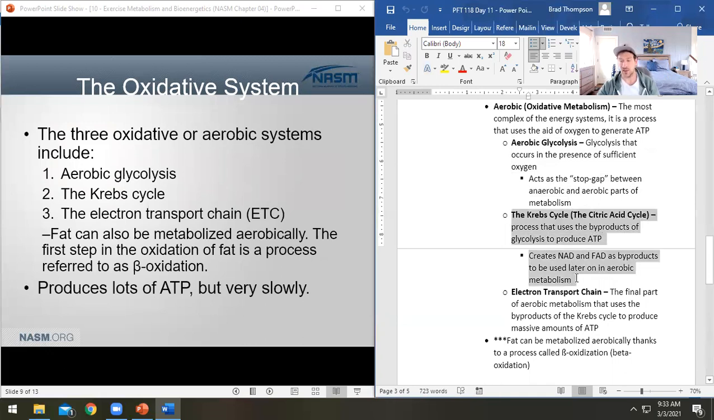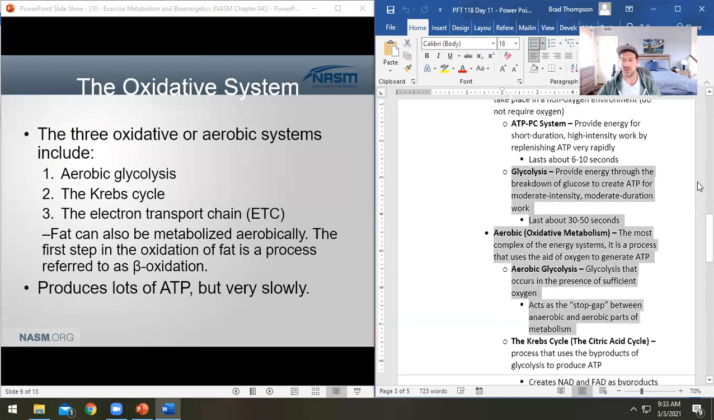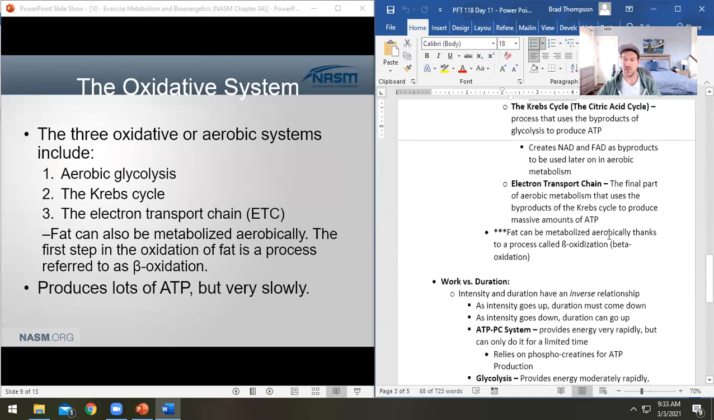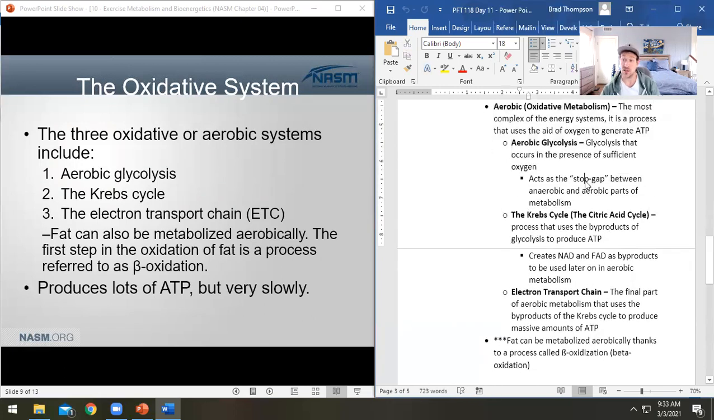Then we've also got the Krebs cycle, right? This is your citric acid cycle. The citric acid cycle is going to produce ATP using the byproducts of all this stuff. Remember, we've been producing massive amounts of lactic acid in these two energy systems right here. Because we have such a large buildup of that lactic acid, we can start burning up that lactic acid as a fuel source, which is great, right? So now the Krebs cycle is going to use the byproducts of glycolysis to produce a whole bunch of ATP, while also generating these really high energy molecules called NAD and FAD.